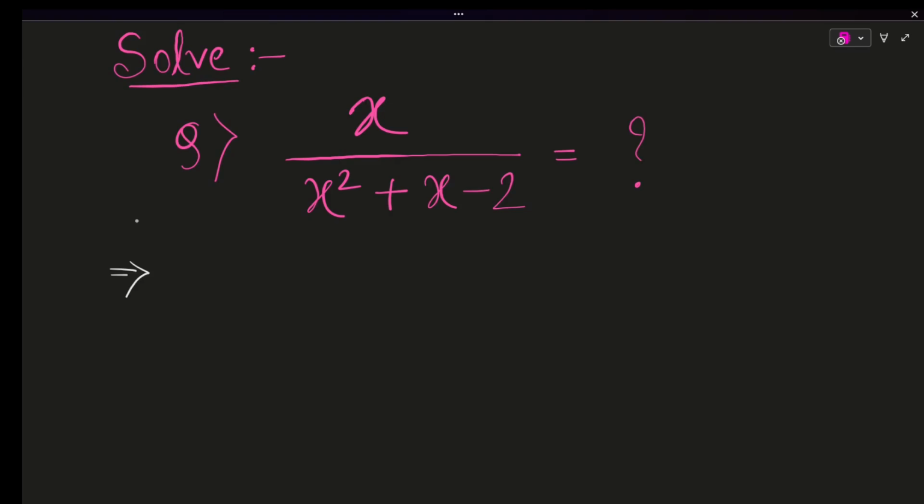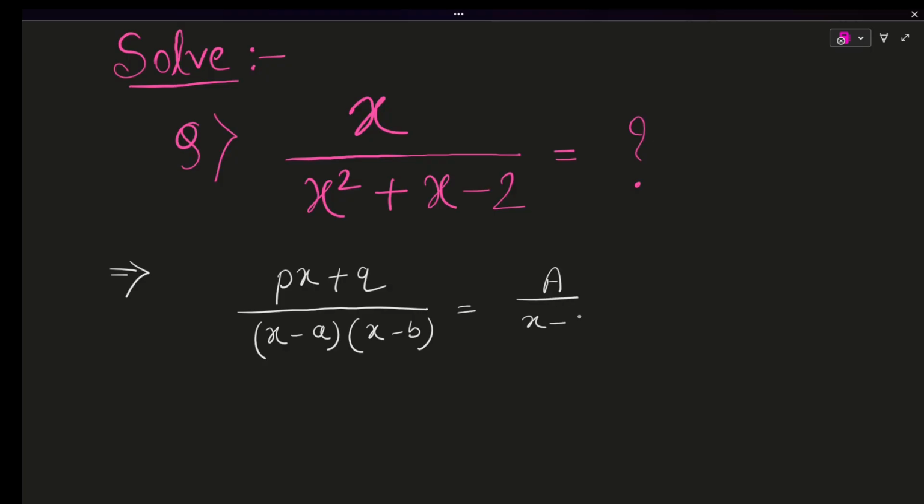In this video, we are going to solve this partial fraction, which is of type 1 of partial fraction. So what was our type 1? In this case, in numerator, we have px plus q, which is a 1 degree polynomial, and in denominator, we have x minus a into x minus b. So for this kind of partial fraction, we'll write as A by x minus a plus B by x minus b. So we have to find out the values of A and B.